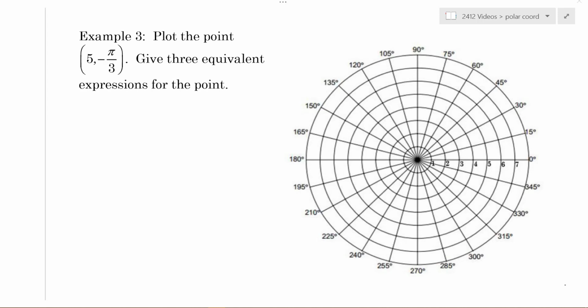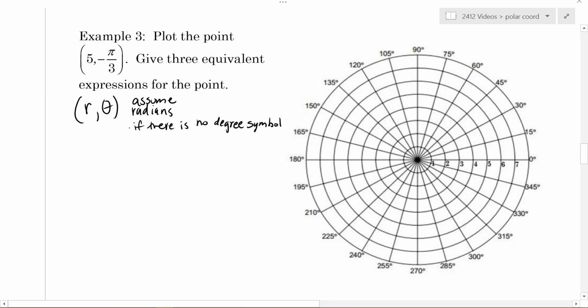So 5 comma negative pi over 3, our angle is given to us in radians. So remember that's r comma theta. That angle is given in radians in this case. And how do we know that it's in radians? You can make the assumption that the angle that you're given is in radians if there is no degree symbol. And in fact, if there is no degree symbol, you must assume radians. Okay? So if there's no degree symbol in that second value, then we assume radians.